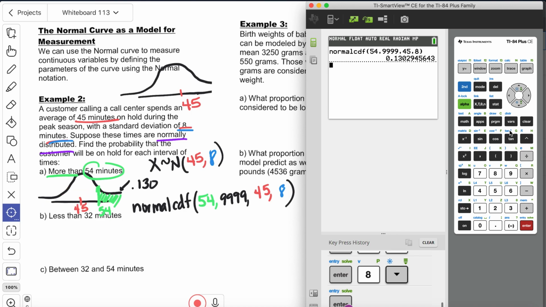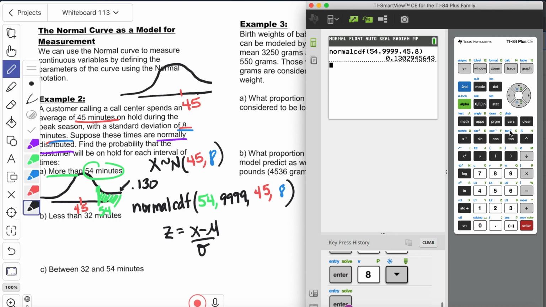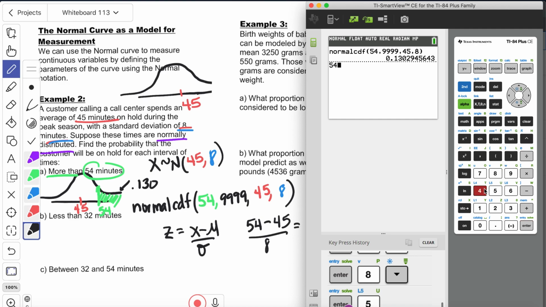Now, you can also do this with the z-score if you wanted to. Here's how you would do that. Z is equal to x minus mu over sigma. Well, our x here is this value 54. So we would have 54 minus, the mean is 45, and sigma is 8. So I'm going to calculate that over here in my calculator. So 54 minus 45 divided by 8. I get 1.125.